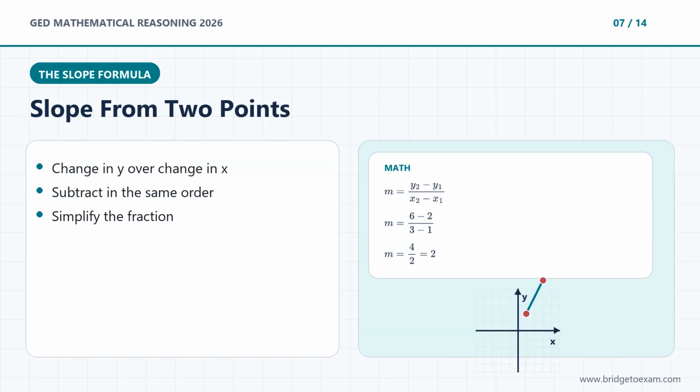If you know 2 points, use the slope formula, the change in y over the change in x. For the points (1, 2) and (3, 6), subtract the y values. 6 minus 2 is 4. Subtract the x values. 3 minus 1 is 2. 4 over 2 is 2. So the slope is 2.